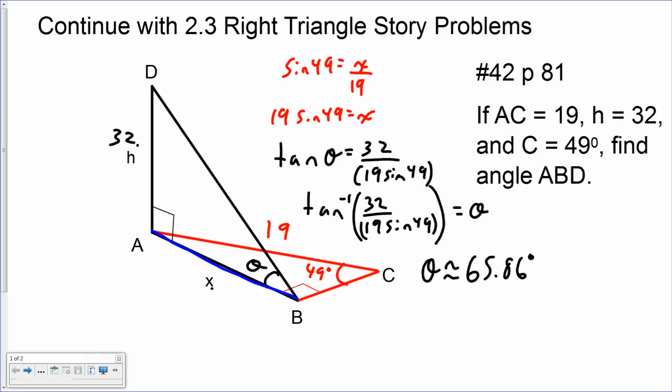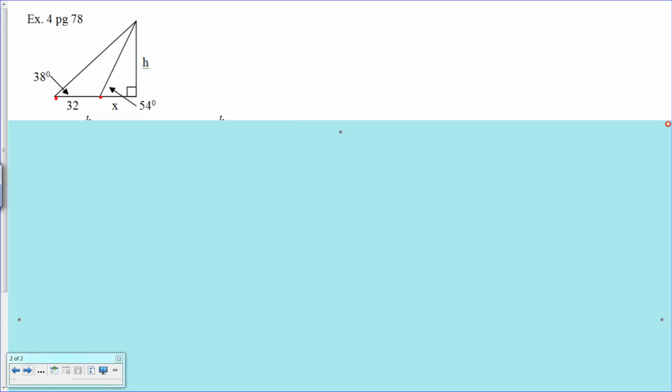Let's go to the next problem, and we're looking at a different type of triangle that has two right triangles in it. And in this particular problem, the question is to solve for x.